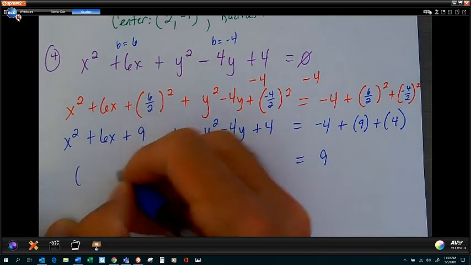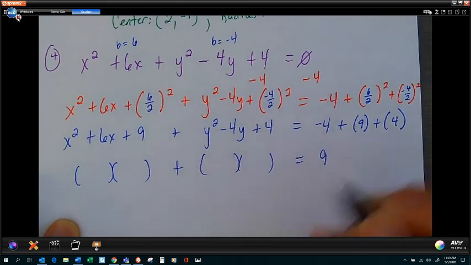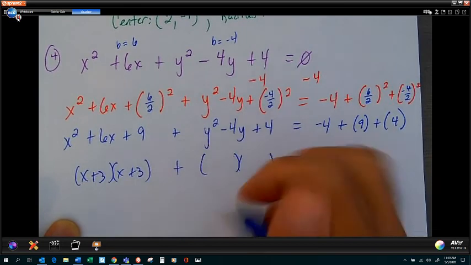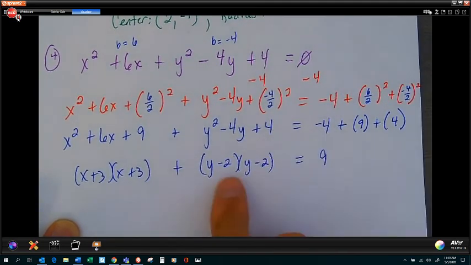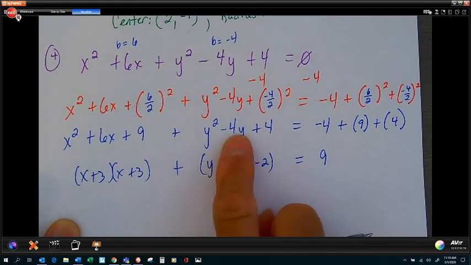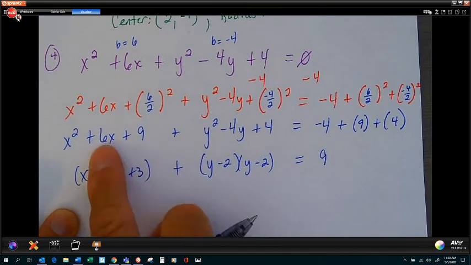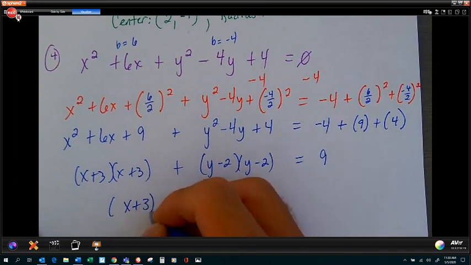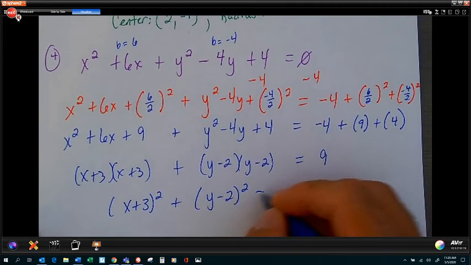And again this becomes a perfect square plus another perfect square, factoring it out: x plus 3, x plus 3, y minus 2, y minus 2, because I have negative 2 times negative 2, positive 4, negative 2y plus a negative 2y is negative 4y, and again 3 times 3 is 9, and 3x plus 3x is 6x. So I've done that perfectly. Now this becomes x plus 3 squared, and that becomes y minus 2 squared, and that becomes 9.